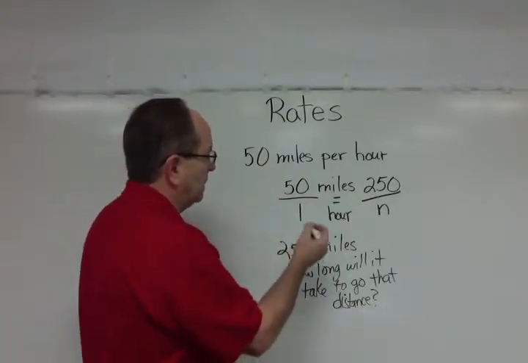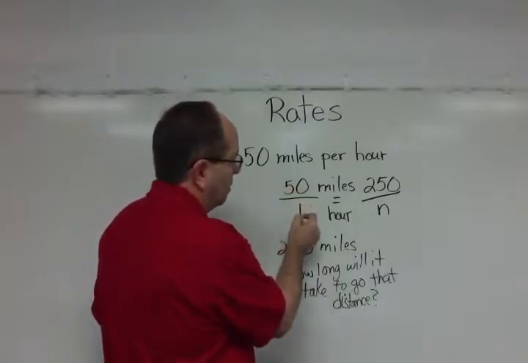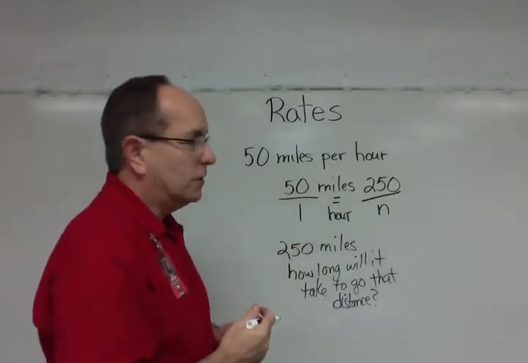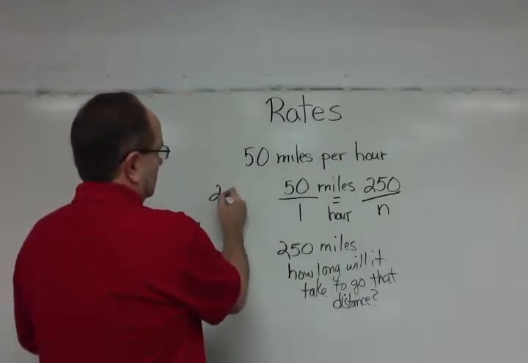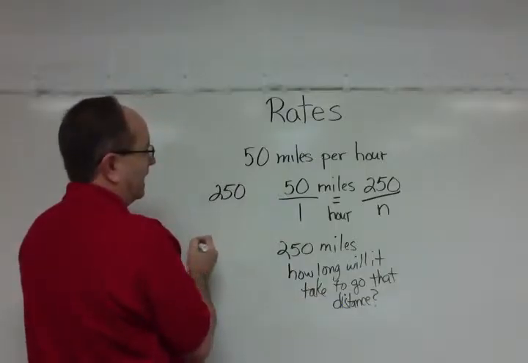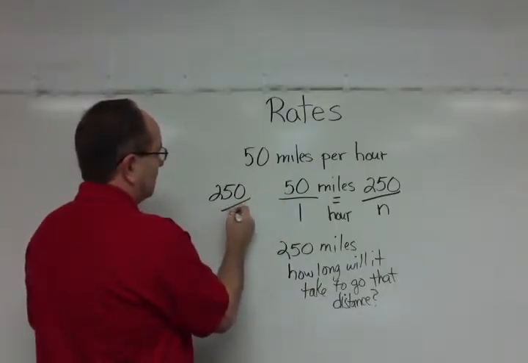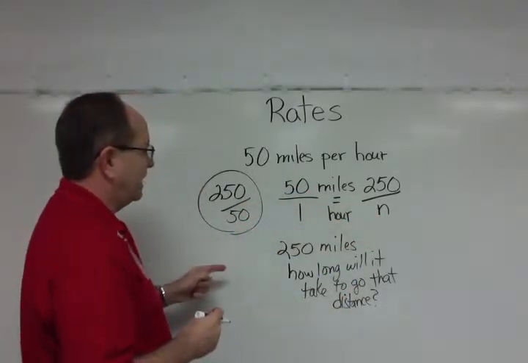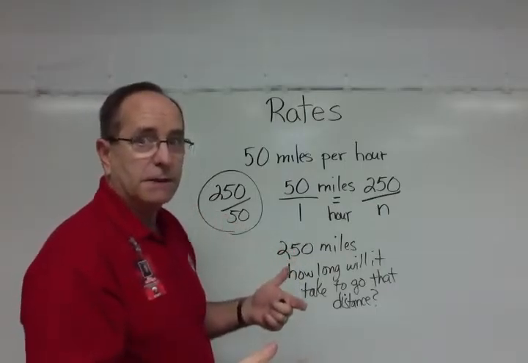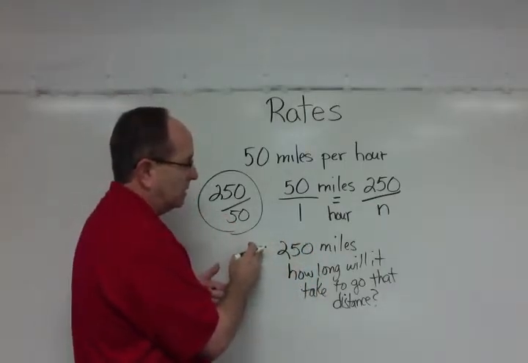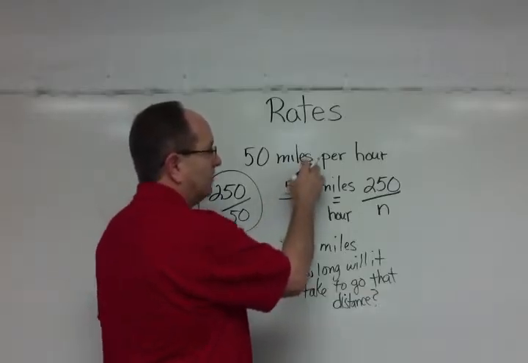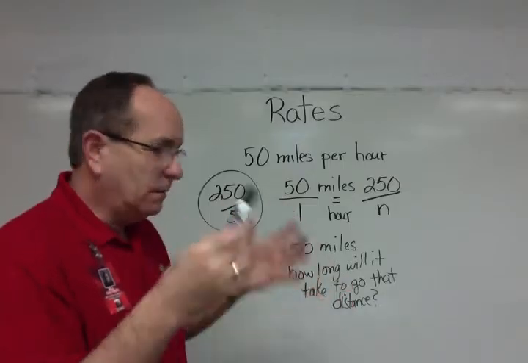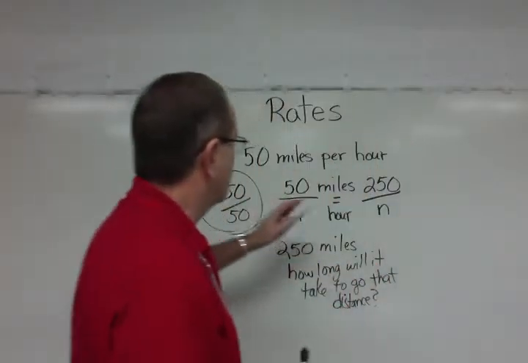So what we're going to do is then multiply across 1 times 250, and then take that product and divide by 50. So 1 times 250, 250, and then I want to divide that by 50. And that's going to get me this answer. So 250 divided by 50 should be 5. And so how long did it take me to go 250 miles? Going 50 miles per hour would be 5 hours. So comparing different units is what we call this rate.